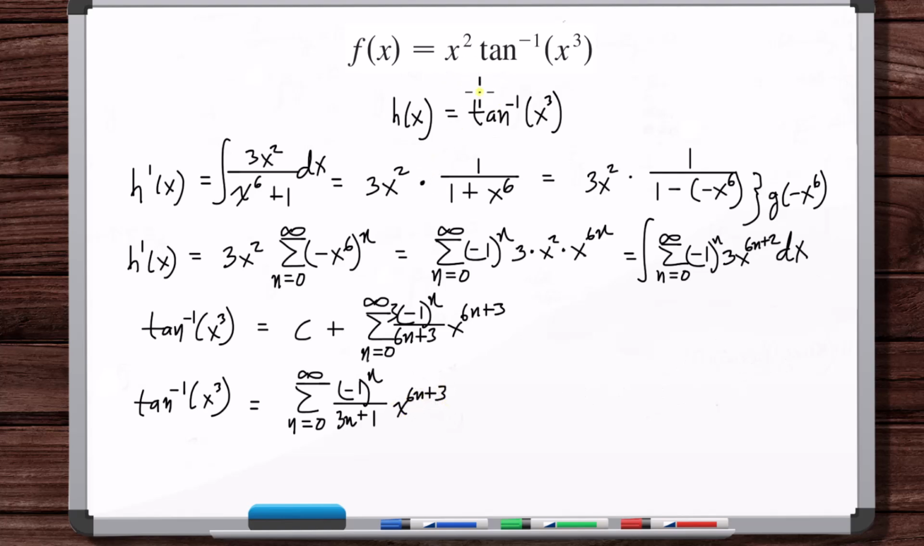Okay, now we're not done though. This is arctangent of x cubed. We've got this x squared. So we want to bring this x squared into the summation.